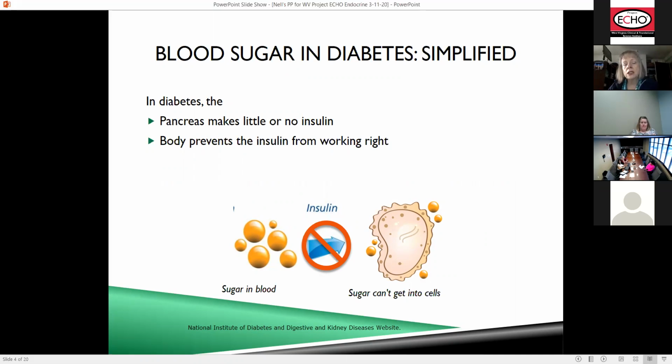So if there's no insulin, either because they have type 1 diabetes, or there's insulin, but the cells don't allow your insulin to work, which is called insulin resistance, then obviously the nourishment is not going to get into the cells, at least not all of it. So next slide.